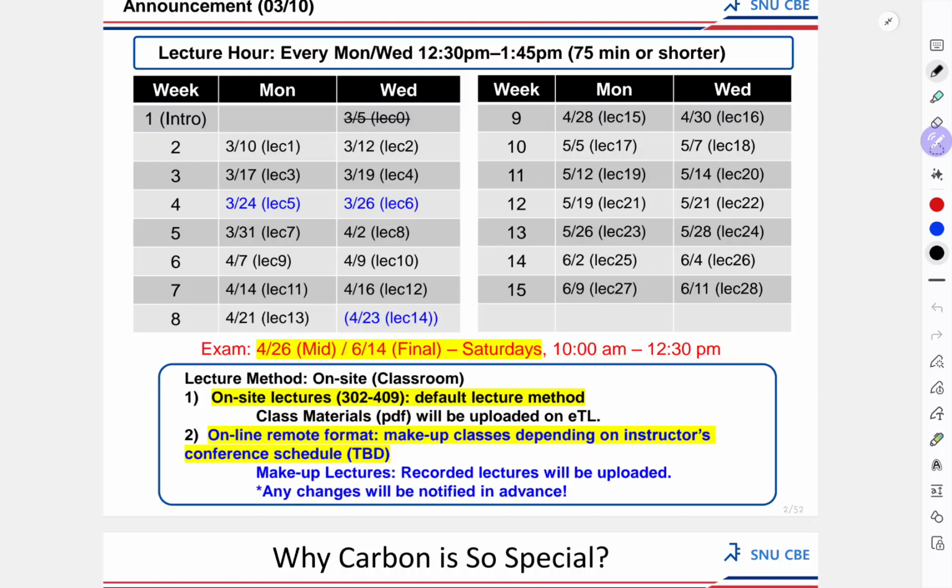Okay, again, April 26th, Saturday for the midterm, and June 14th for the final. Okay, those are Saturdays. And accordingly, the schedule for this course is slightly changed. So you can refer to this table, not the table in lecture 0's file. Okay. And again, the blue highlighted one, this will be substituted by the recorded lectures. Okay.